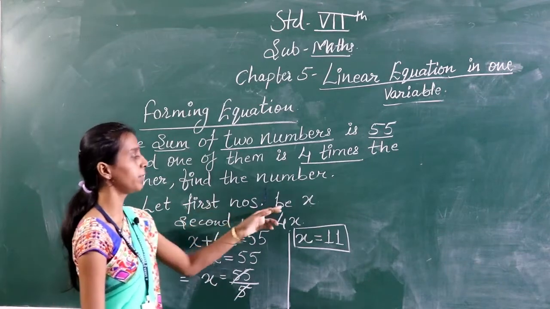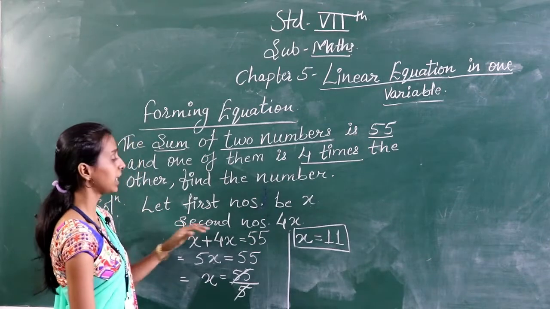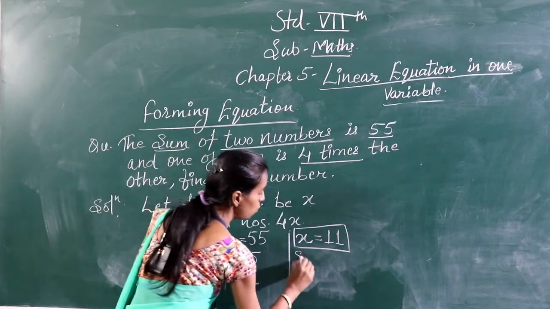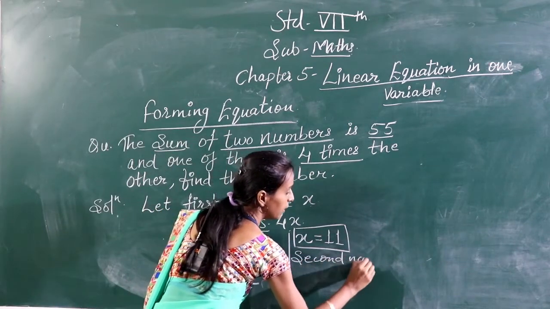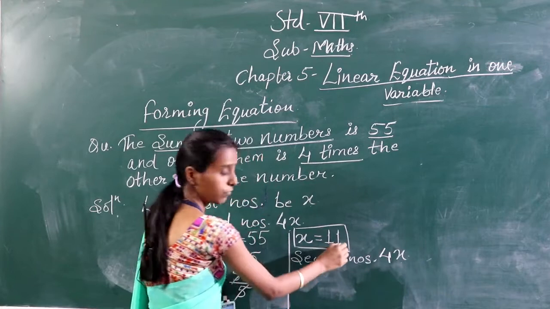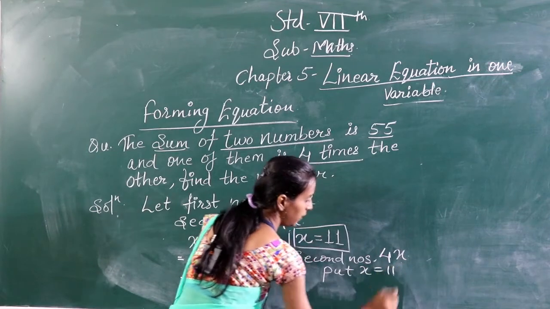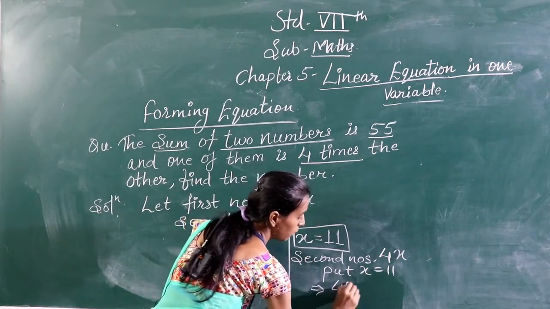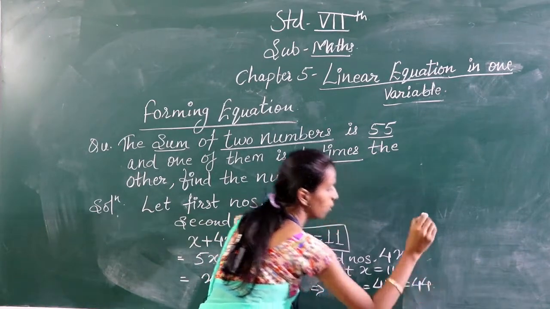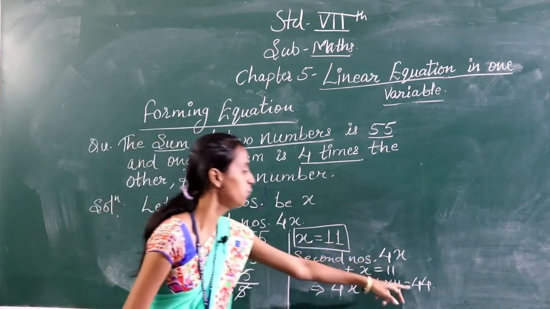That means our first number is x, so the first number is 11. Then what about the second number? The second number is 4 times the first number, that is 4x. So what is the value of x? The value of x is 11. So put x equals 11. What will we get? 4x, that means 4 into 11, that is 44. So we got two numbers as 11 and 44.